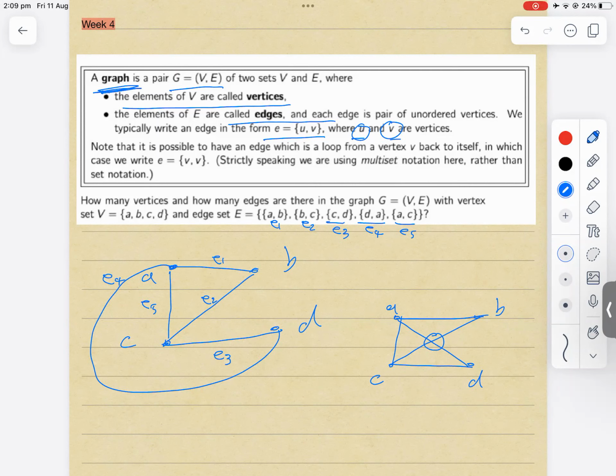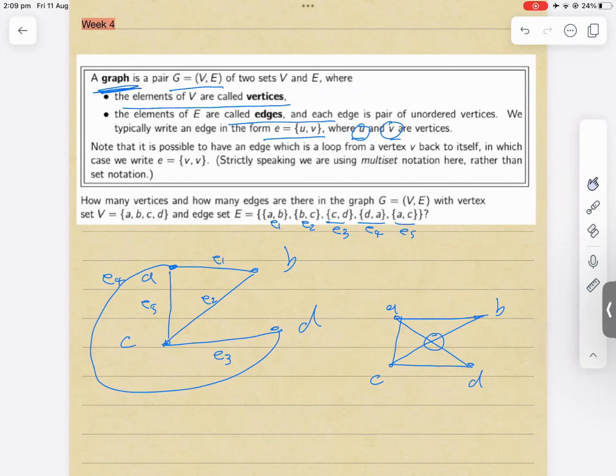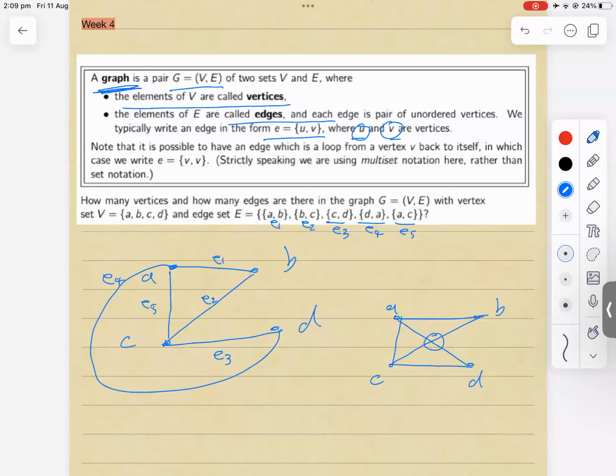What is that circle in the middle? Pardon? That circle here in the middle. Which one? This one? Yeah. I just said that this one is not a vertex. Okay, all of them, because two lines are crossing, that's right.